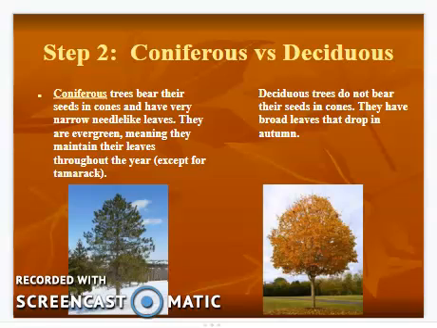Okay, so after you figure out what is native to an area or what should be growing there, the second step is to determine if your tree is coniferous or deciduous. A coniferous tree bears its seeds in cones and has narrow needle-like leaves for the most part. We'll talk about that in a little bit. They are evergreen, meaning they maintain their leaves throughout the year, except for a tree called the tamarack. So when we think of things like firs and spruces and pines, those are coniferous trees, the evergreen trees.